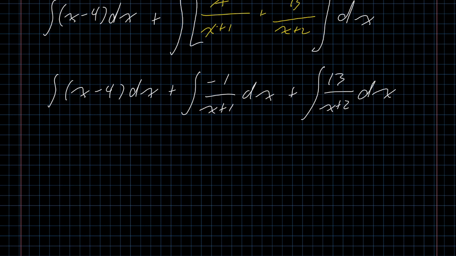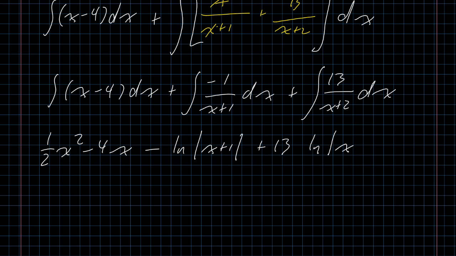and each of these integrals on its own is pretty straightforward. The integral of x minus 4 is 1/2 x squared minus 4x. The integral of 1 over x plus 1 is the natural log of the absolute value of x plus 1. And the integral of 1 over x plus 2 is the natural log of the absolute value of x plus 2. You could combine those natural logs if you really want to. I don't think it's valuable to do so. So I'm just going to leave it like that.